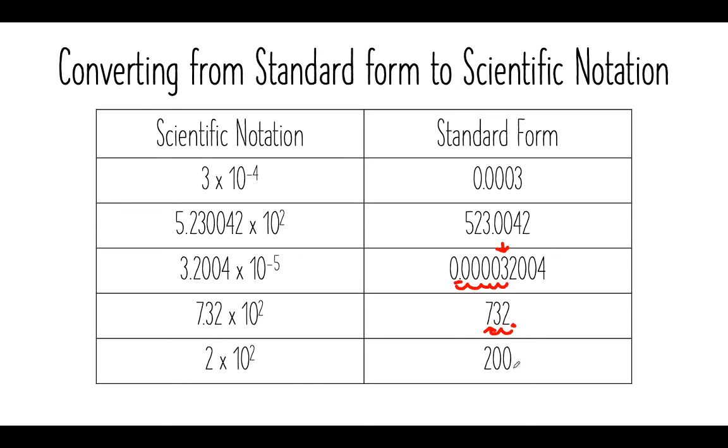Okay, and lastly, decimal place, again, just like the previous question, is at the very end. It needs to go right after the 2, which gives me 2 times 10 to the power of 2.